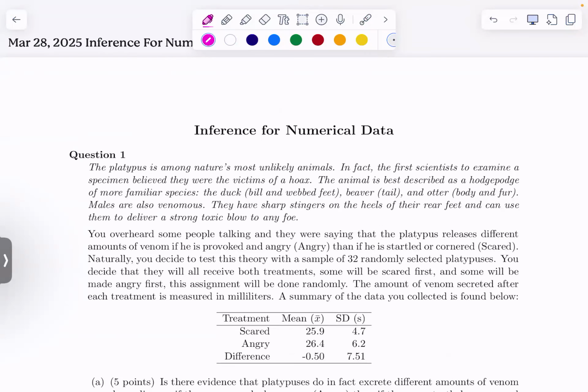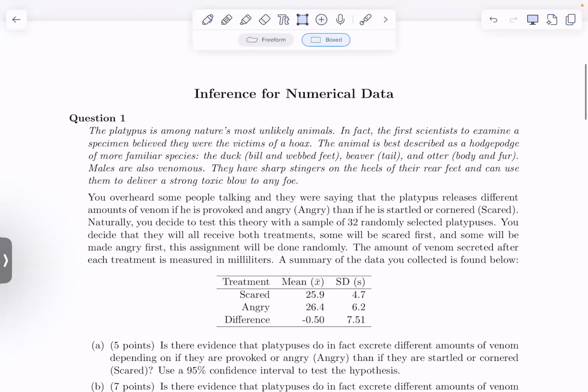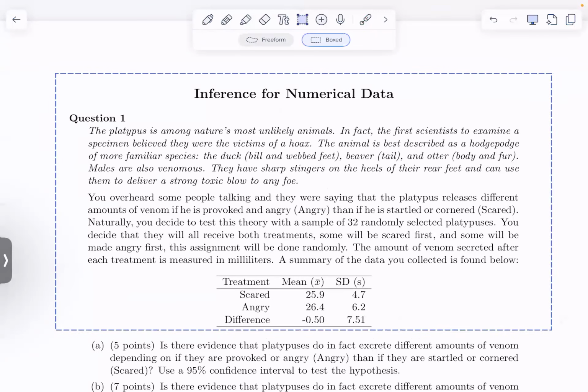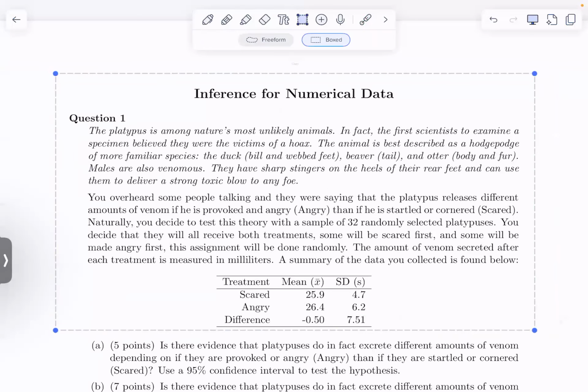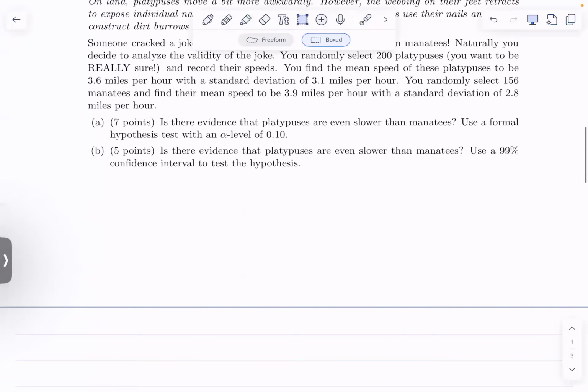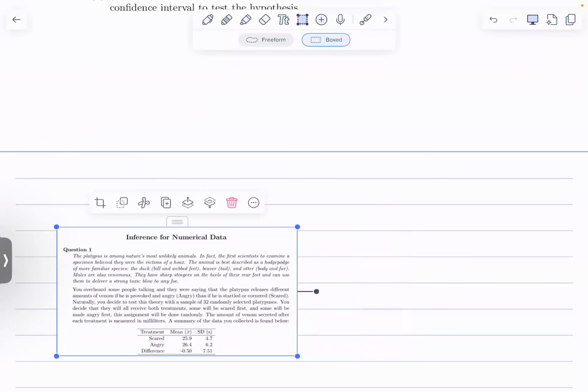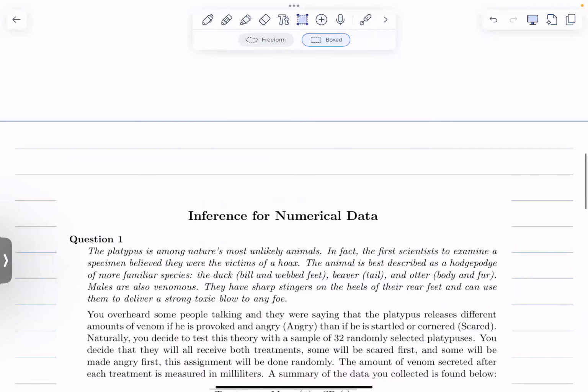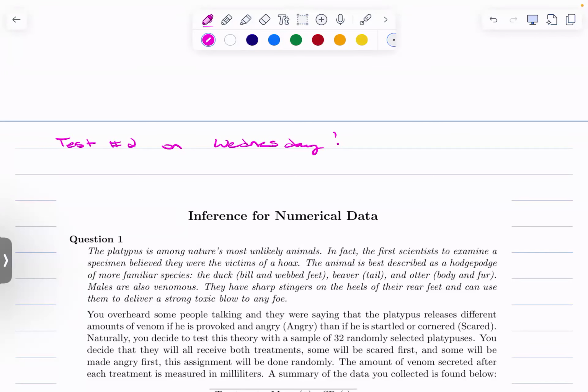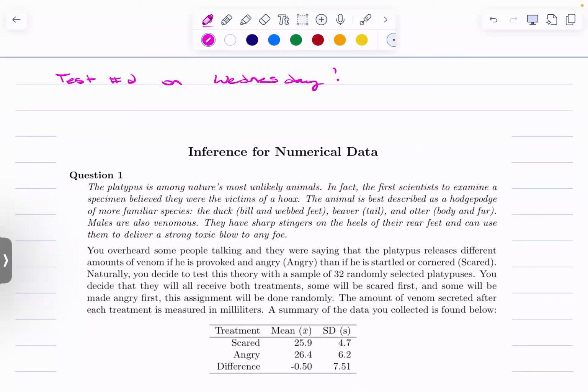I'll delete this page and I'll just move it down here so that I can write around it better. But first, I should say test number 2 is on Wednesday. There'll be slightly more people here then, I think.